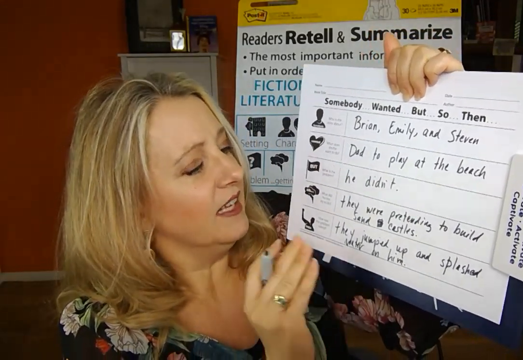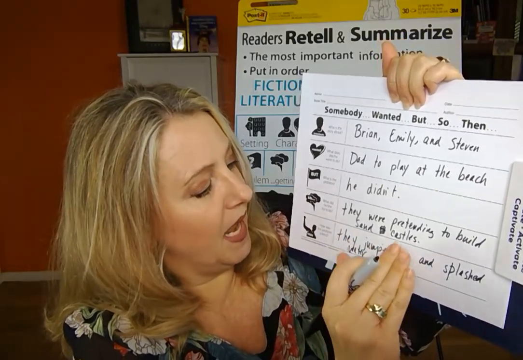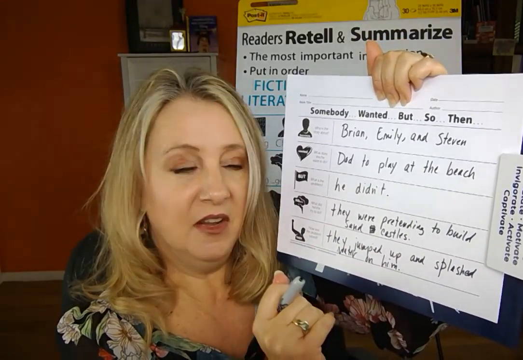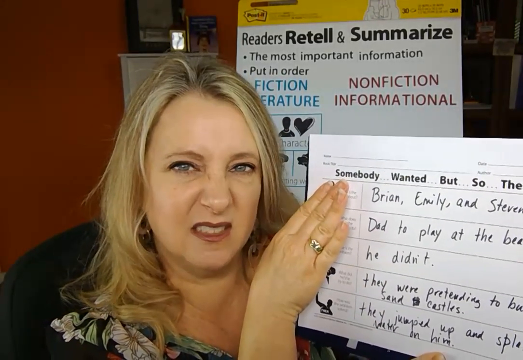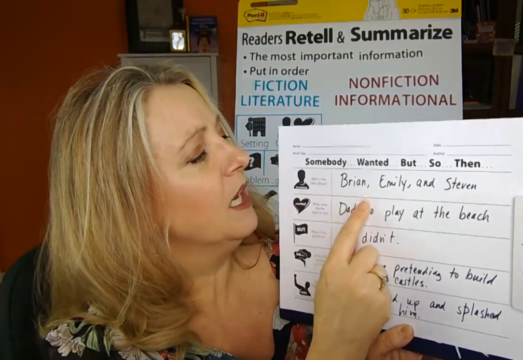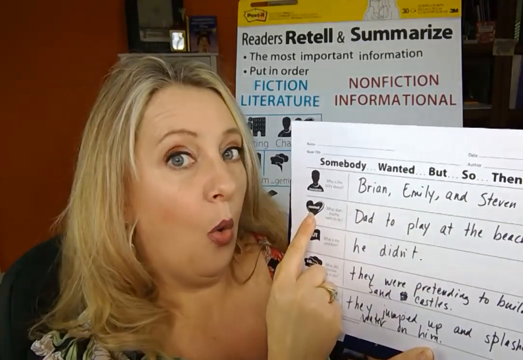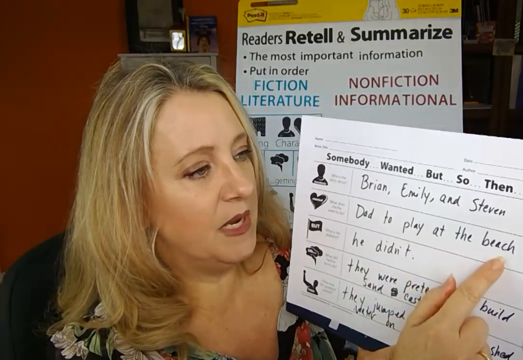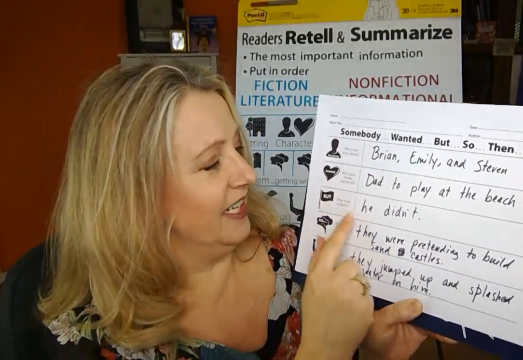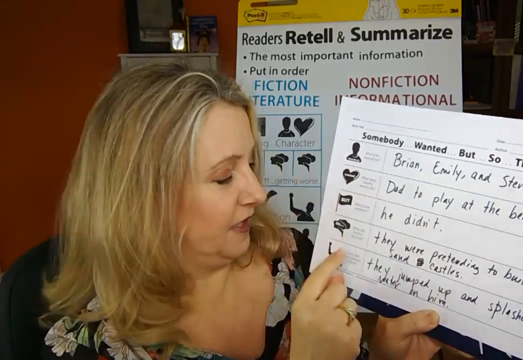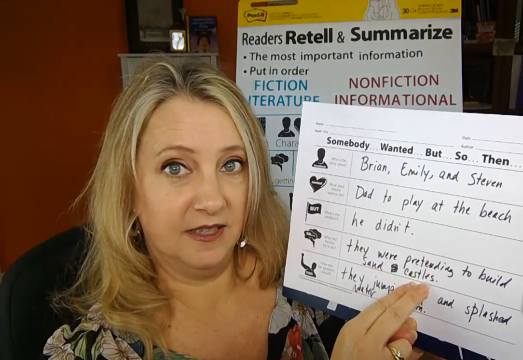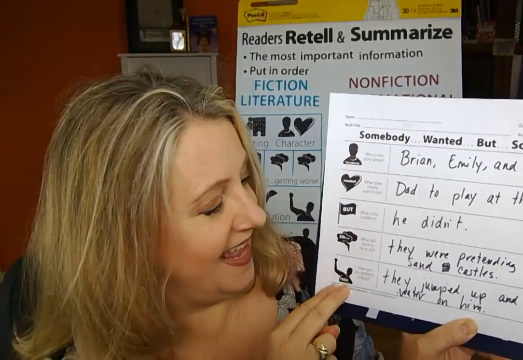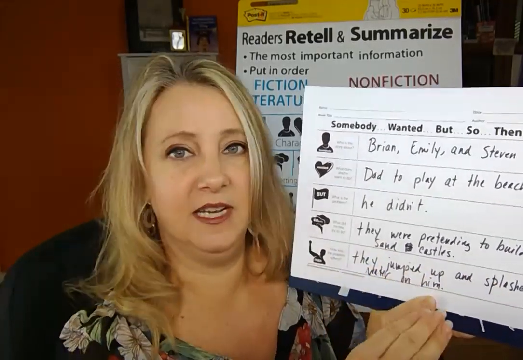All right, so now let's see if that makes sense. Then they jumped up and splashed water on him. You think? Right? Okay, so now let's see if this works. Let's see if it makes sense with our transition words. So we're not going to say the somebody because we don't start sentences like that. Ready? You read it with me. Brian, Emily, and Stephen wanted Dad to play at the beach, but he didn't. Okay, so there's our first sentence. So they were pretending to build sandcastles. Then they jumped up and splashed water on him.